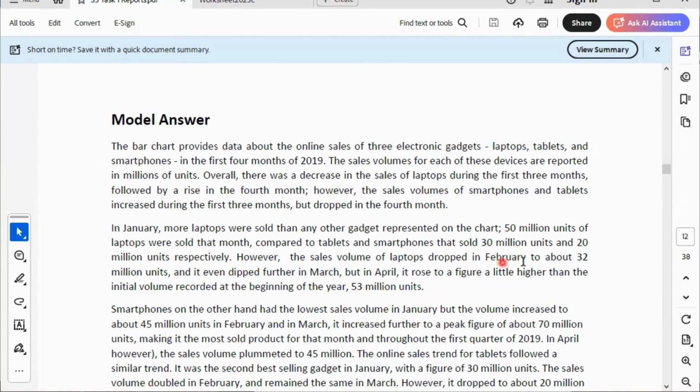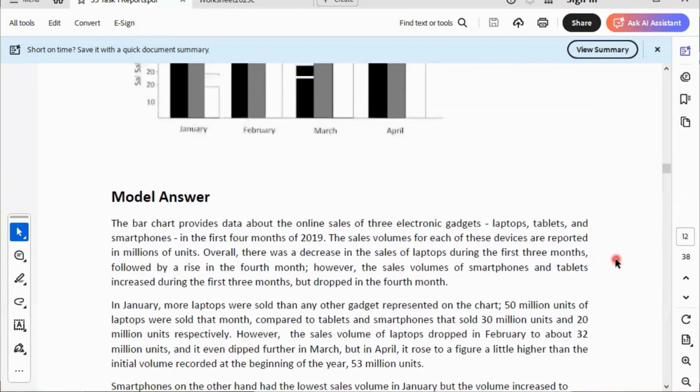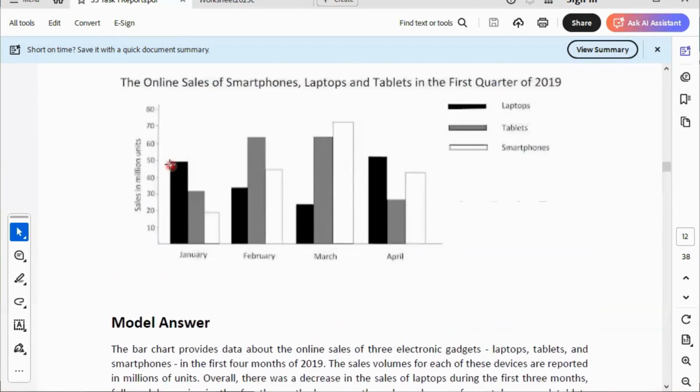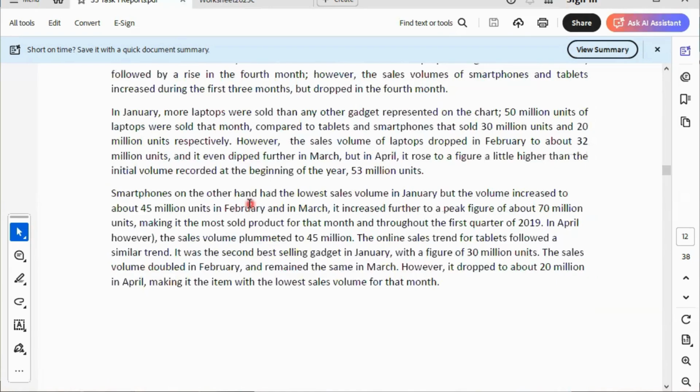Can you see? Where is it? 53 million. Let's check. Laptop. Can you see? Higher than what was recorded at the beginning of the year. So it's a little bit higher than what we have here. So that's it. Okay. Then after that, it now moves to the next paragraph.